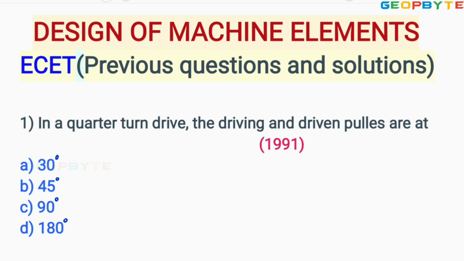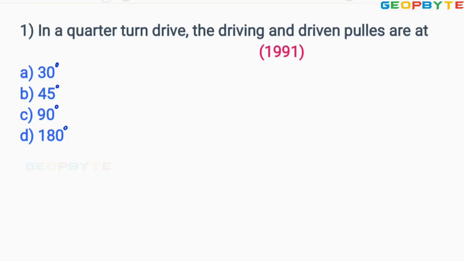Look at the very first problem. It was asked in 1991. In a quarter turn belt drive, the driving and driven pulleys are... You know, a quarter turn belt drive is a special kind of belt drive where the driver and driven shafts are connected at right angles to each other, or normal to each other. Therefore, the angle between the driver shaft and driven shaft is 90 degrees. Let us go for the next problem.